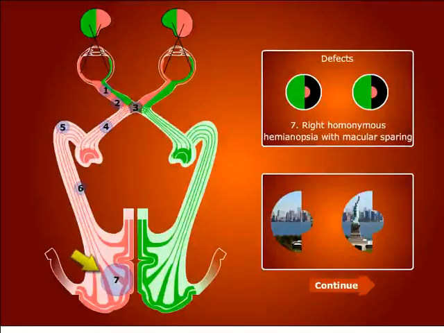Vascular lesions of the striate cortex, due to occlusion of the posterior cerebral artery, result in contralateral homonymous hemianopsia with macular sparing. The macula is spared due to collateral blood supply. Since in this case the lesion is on the left side, it will result in right homonymous hemianopsia with macular sparing.